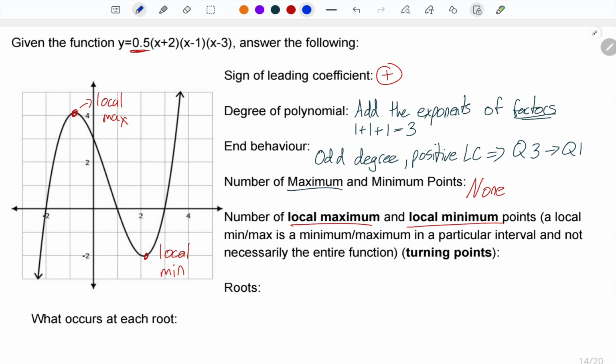And so what we can see, those are also turning points because the graph is basically turning directions. It's going up and then going down, or it's going down and then up and going back up. So there's 2 of them in total.